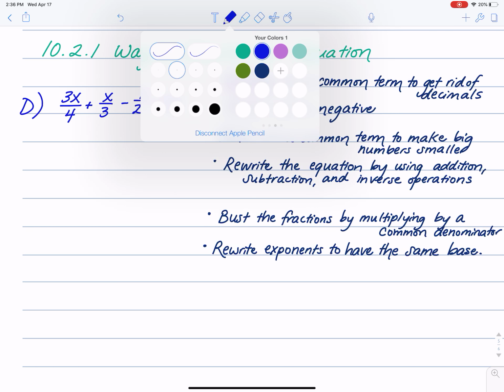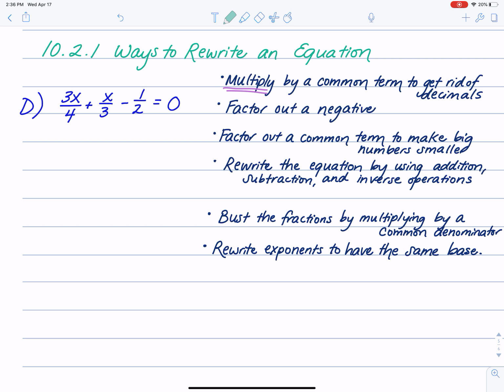Again, our task is to ask ourselves, which of these rewriting steps do we want to do? Multiply by a common term to get rid of a decimal? No, there's no decimals involved. Factor out a negative? Nah, no negatives involved. Factor out a common term to make numbers smaller? Nope. Rewrite by adding or subtracting? Maybe, but we really shouldn't do that until we've busted our fractions, which would be this guy down here. So let's go ahead and bust these fractions out.